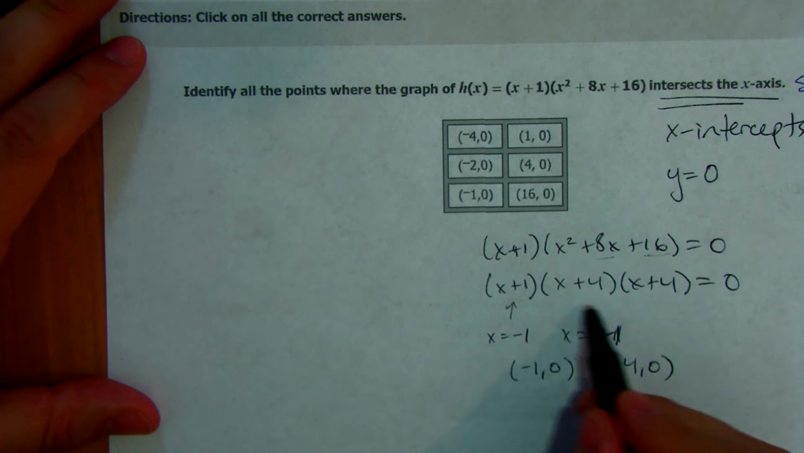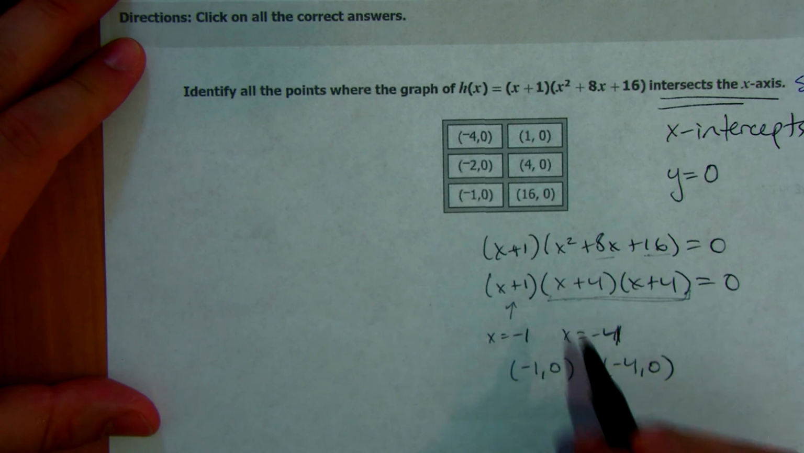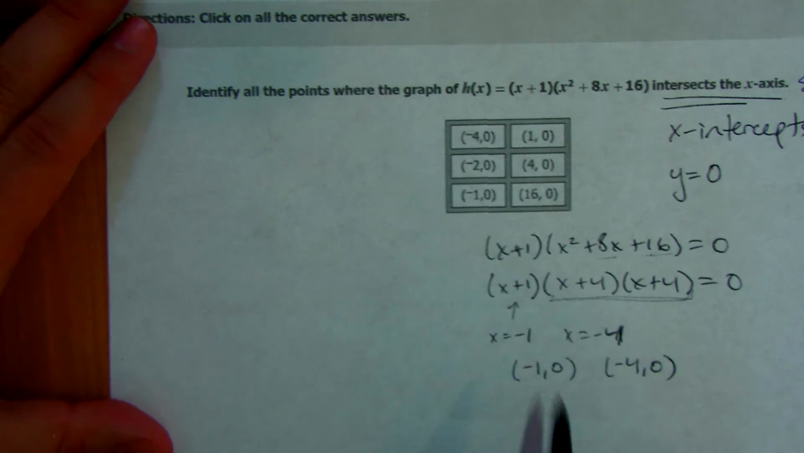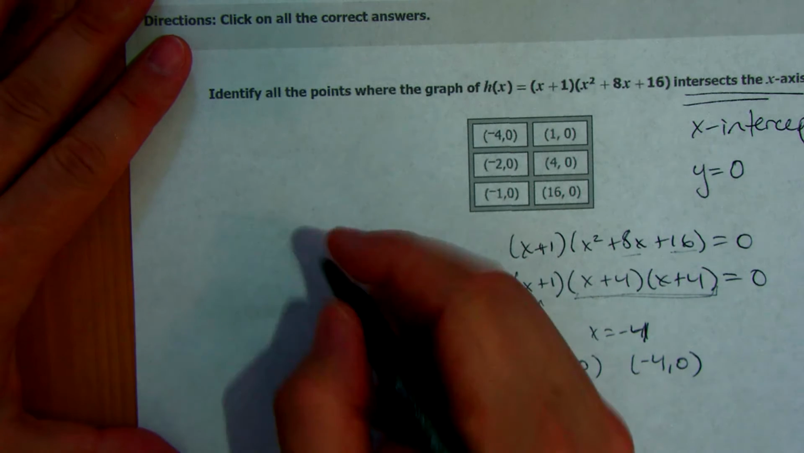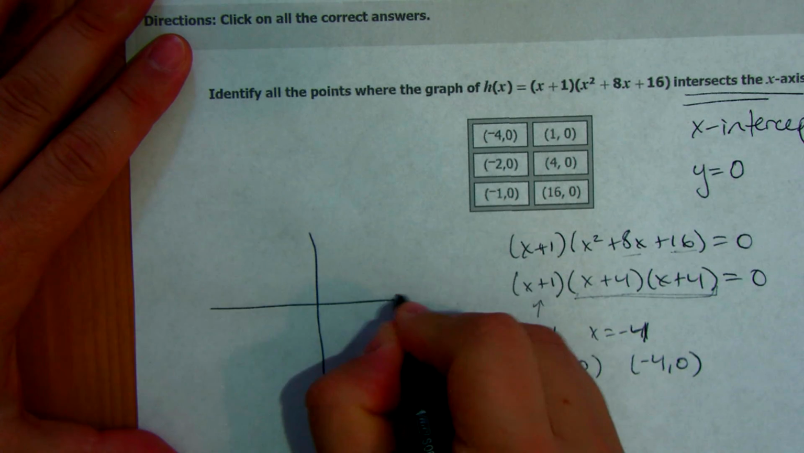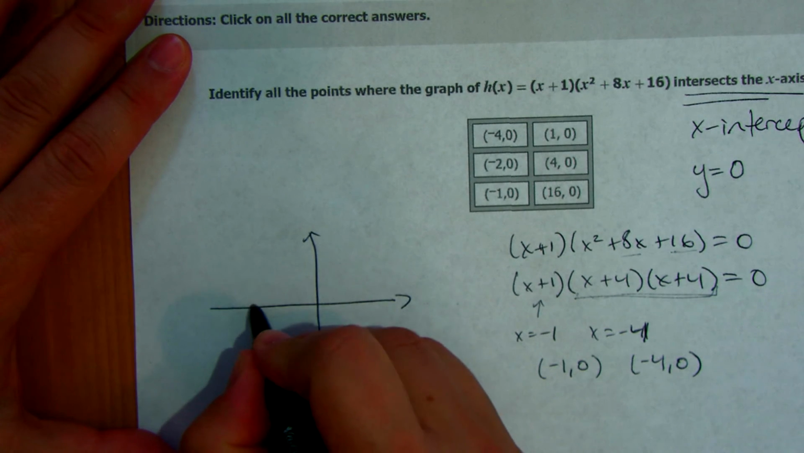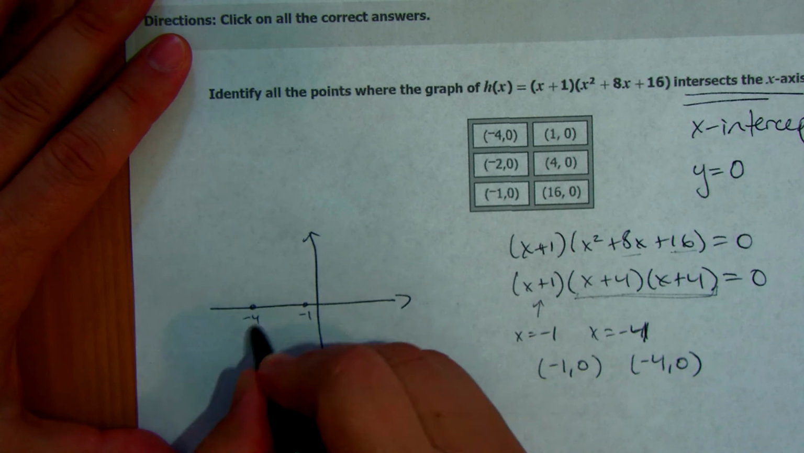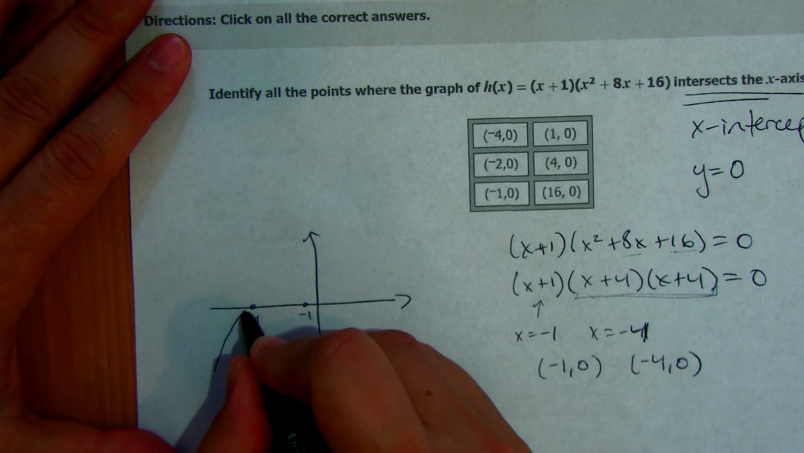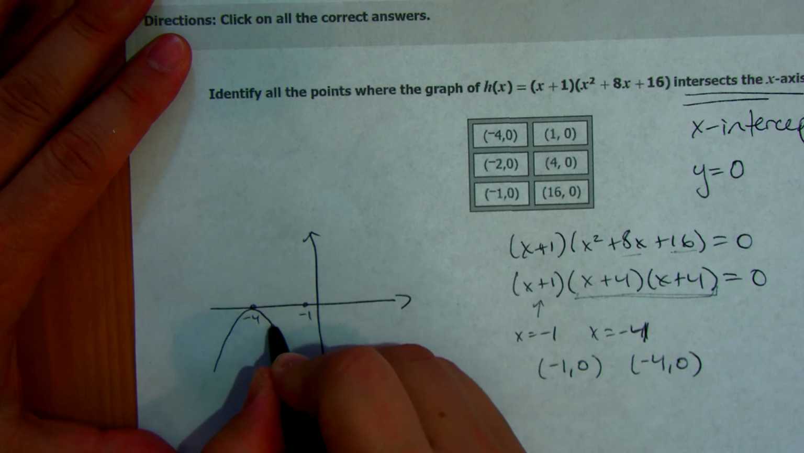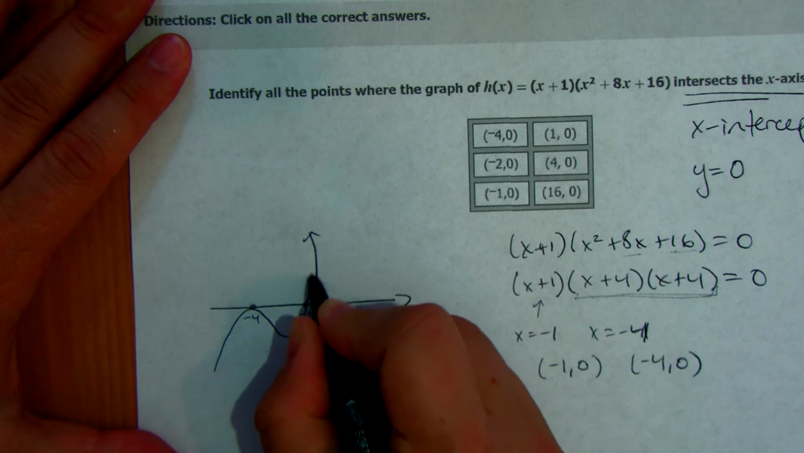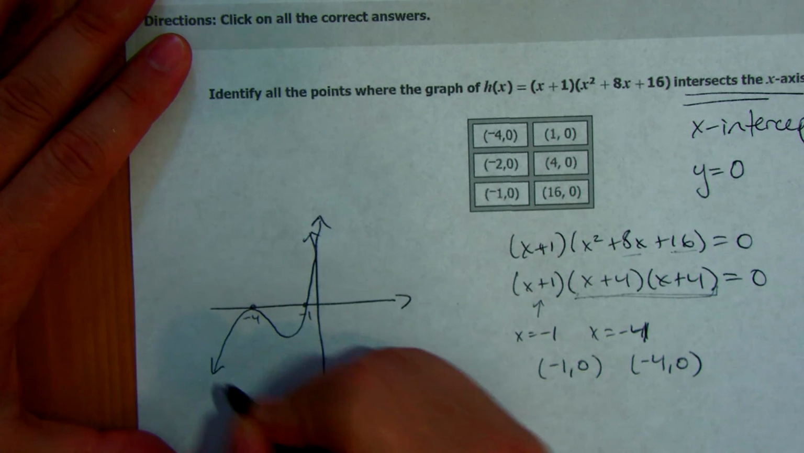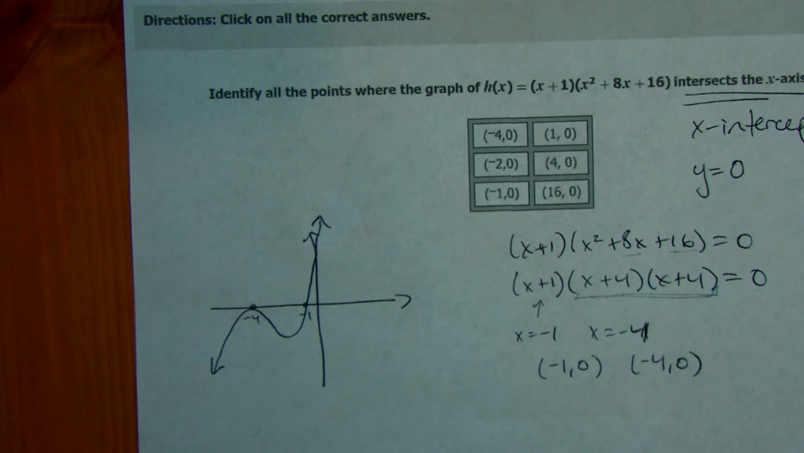Just a reminder, this part here where we have this double 0, negative 4 shows up twice. That means that when we graph it, it's going to look something like this. Negative 4 is right here. Negative 1 is right here. It's going to come and bounce off the x-axis, then come back down, and then go through the x-axis at negative 1. You can graph it and see that.